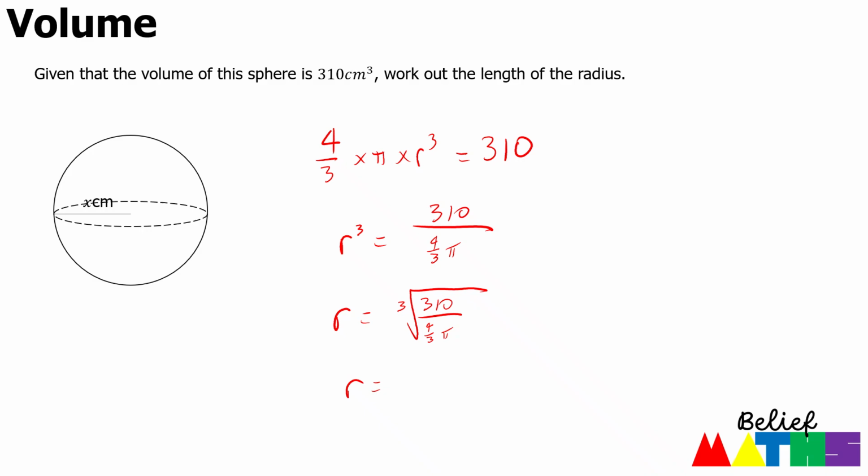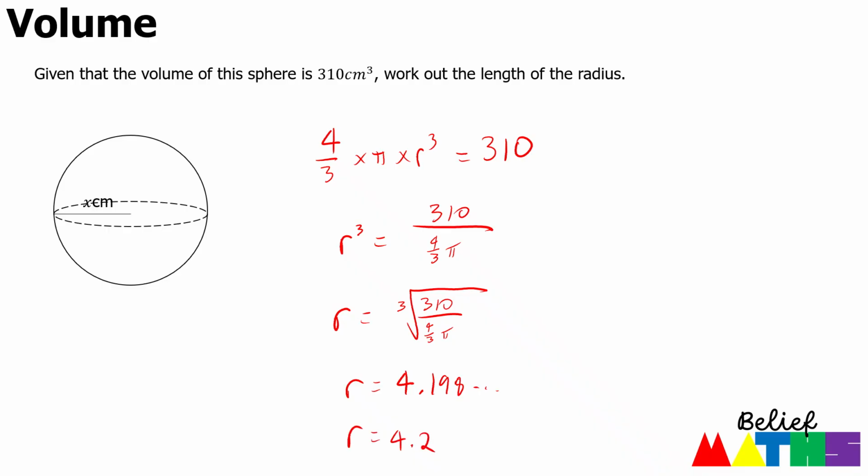So the first thing we write in our calculator is cube root, then our fraction button. On top of our fraction, we have 310. On the denominator of our fraction, we press the fraction button again to get 4/3, and then we put our pi in beside that, and that should give us our answer, which in this case is 4.198. So we'll just say the radius is 4.2.